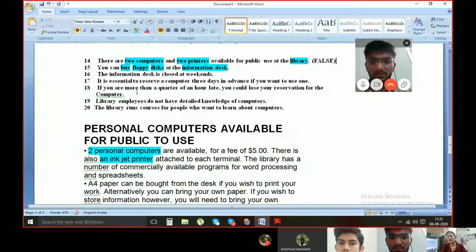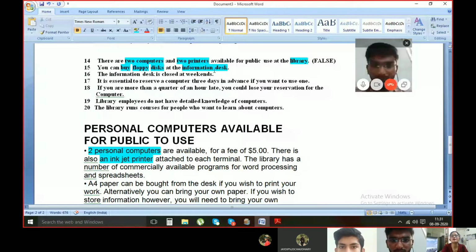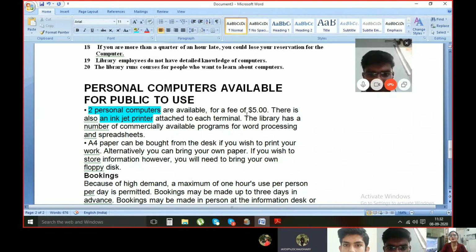Okay, next question. Jay, are you present? Jay, can you listen to me? Yes, ma'am. Okay, Jay. The second question is, you can buy floppy disk at the information disk. Now, beta, we need to find the word floppy disk. Read the third question also, just to save my time: the information disk is closed at weekends. Jay, can you hear me? Yes, beta, please read the passage. The library has a number of... and find out the floppy disk.